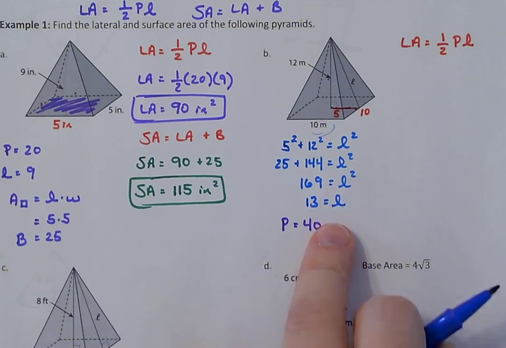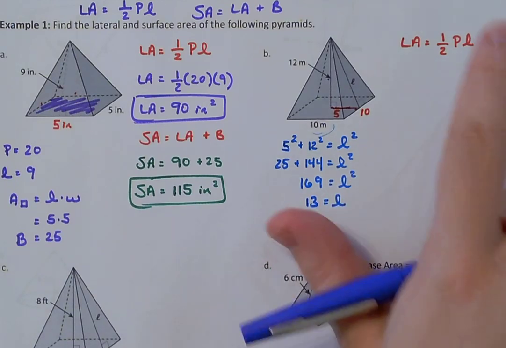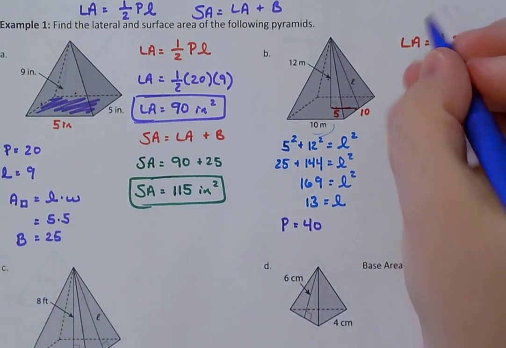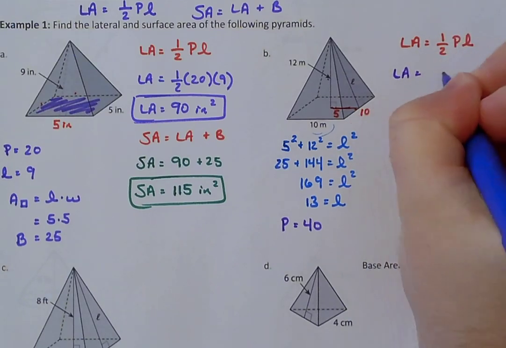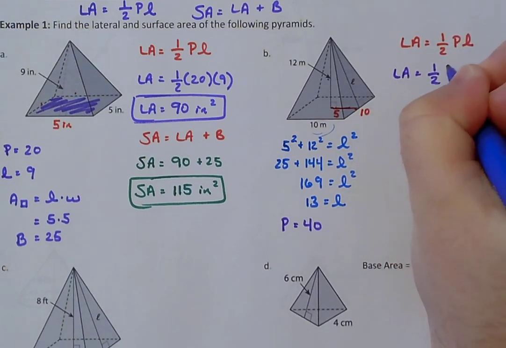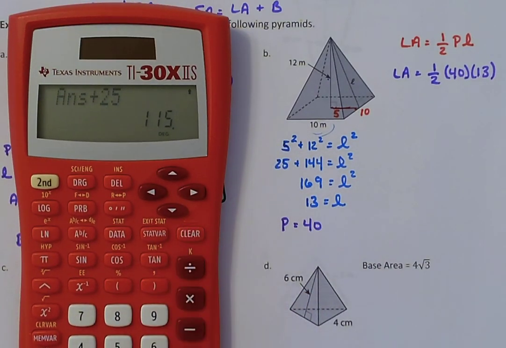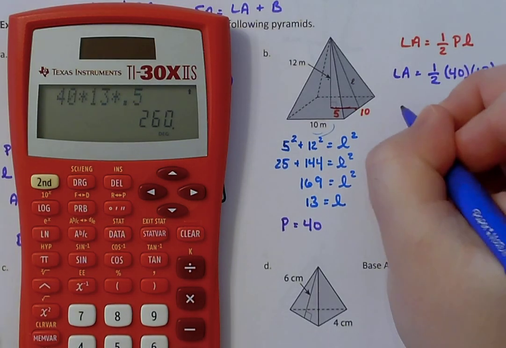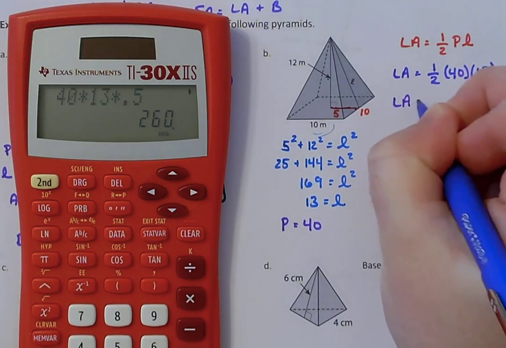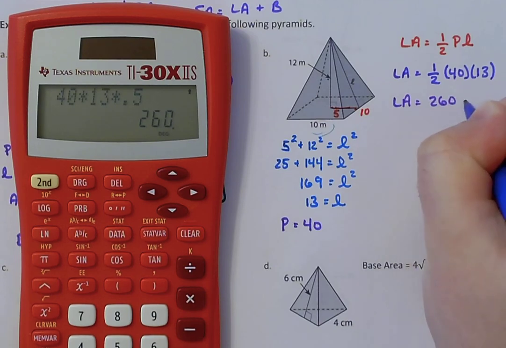So we know our L value and our P value, so we're going to plug both of them into our lateral area formula. So lateral area is 1/2 times 40 times 13. So we're going to use our calculator. 40 times 13 times 1/2 gives us 260 meters squared for our lateral area.